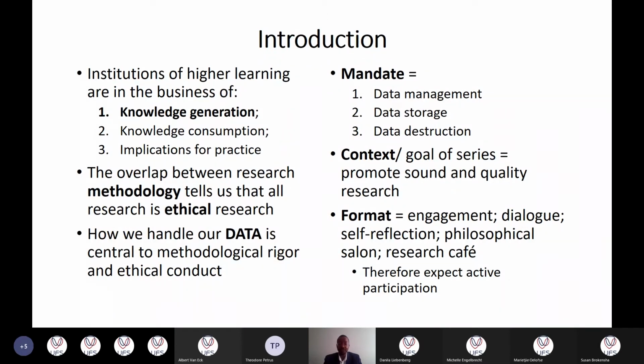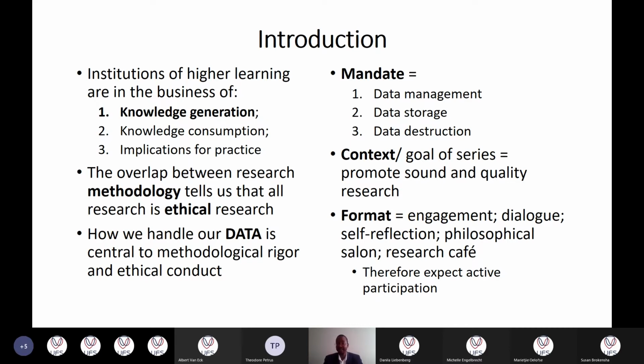And that is particularly important when we're going to look at how we handle our data. Professor Petrus quite correctly indicates that this is often not looked at, rather than collection and analysis. However, the manner in which we manage and handle our data also has ethical implications. And that's the point of departure from which we need to come.